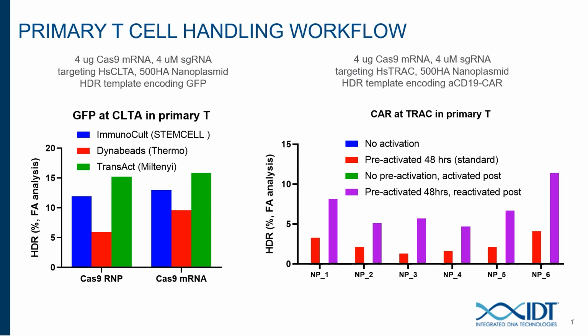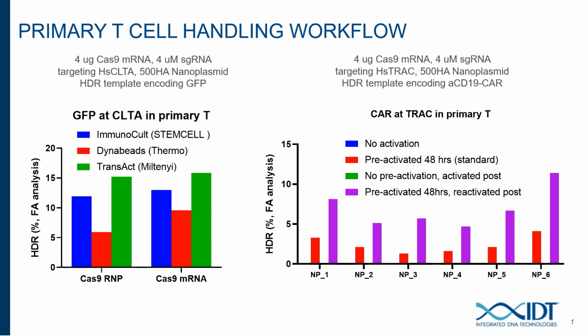And now I want to talk about the cell handling workflow for primary T cells. Primary T cells have very specific needs as far as cell handling. So in the graph on the left, we tested some different commercial T cell activators for their effect on HDR rate. These are commercially available T cell activators, starting with ImmunoCult from StemCell Technologies, Dynabeads from Thermo Fisher, and TransAct from Miltenyi.